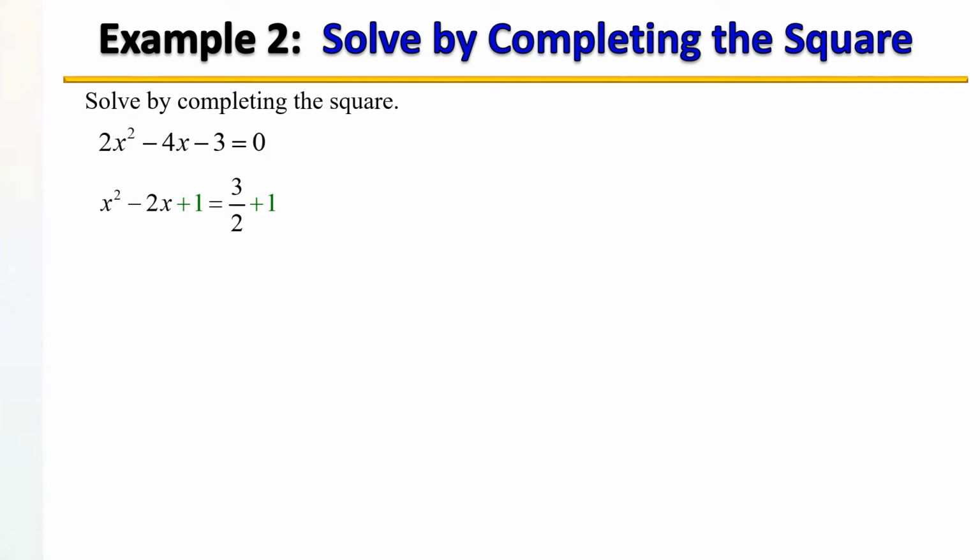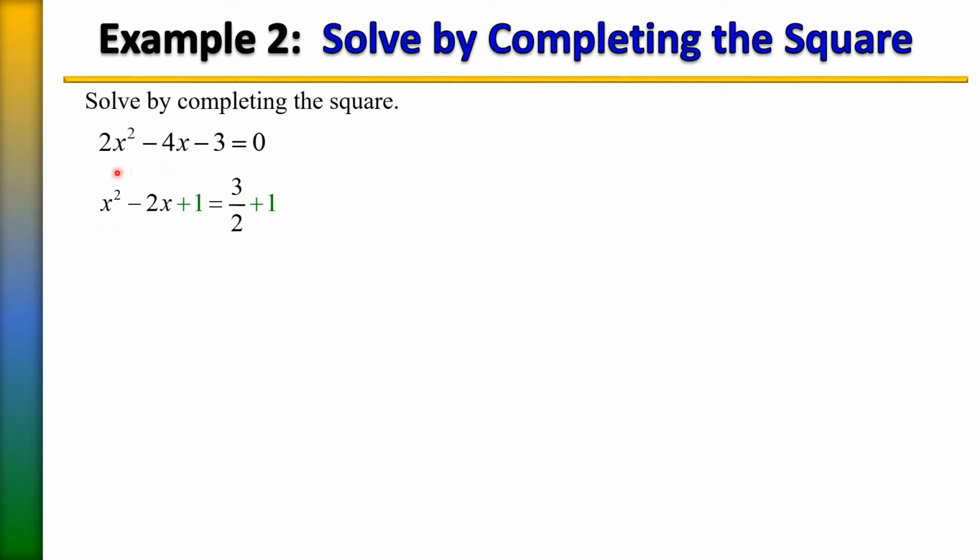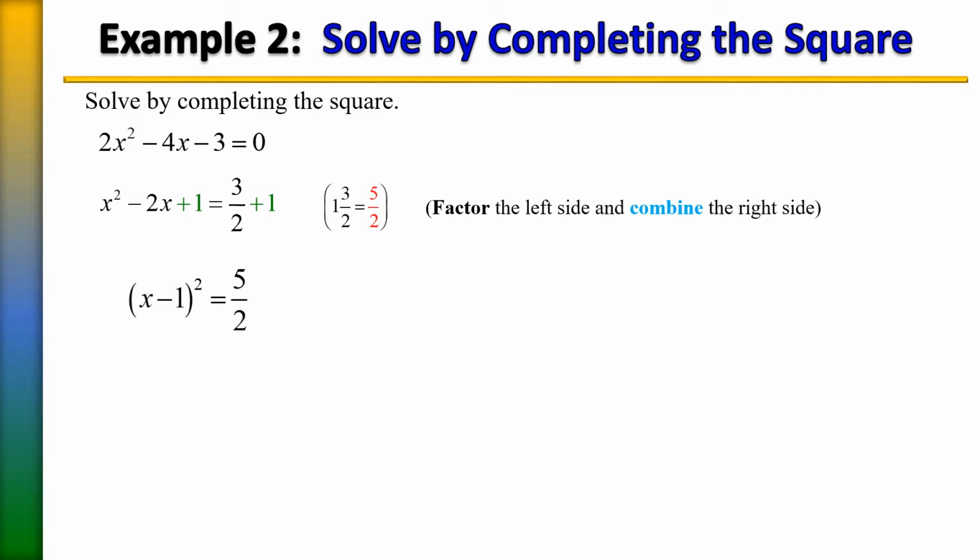Okay, our next step is we're going to factor the left side of the equation, which is a perfect square trinomial. As you can see, that's going to factor into x minus 1 squared. On the right side, you have a whole number and a fraction. We're going to combine those together by multiplying the whole number times the denominator plus the numerator, which is going to give us 5 halves. So we're going to bring that down.